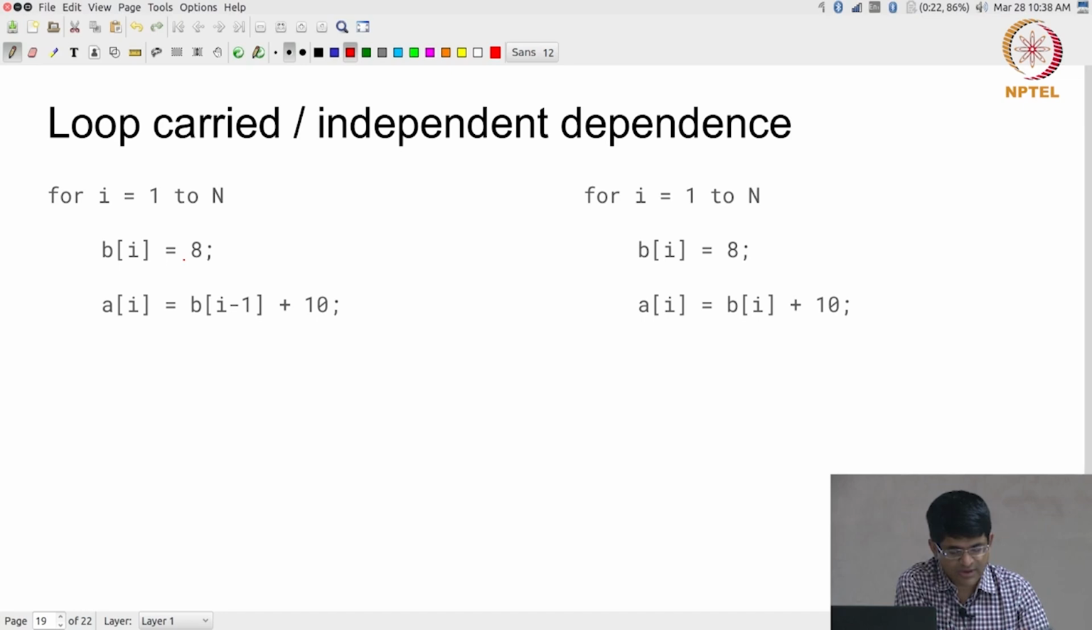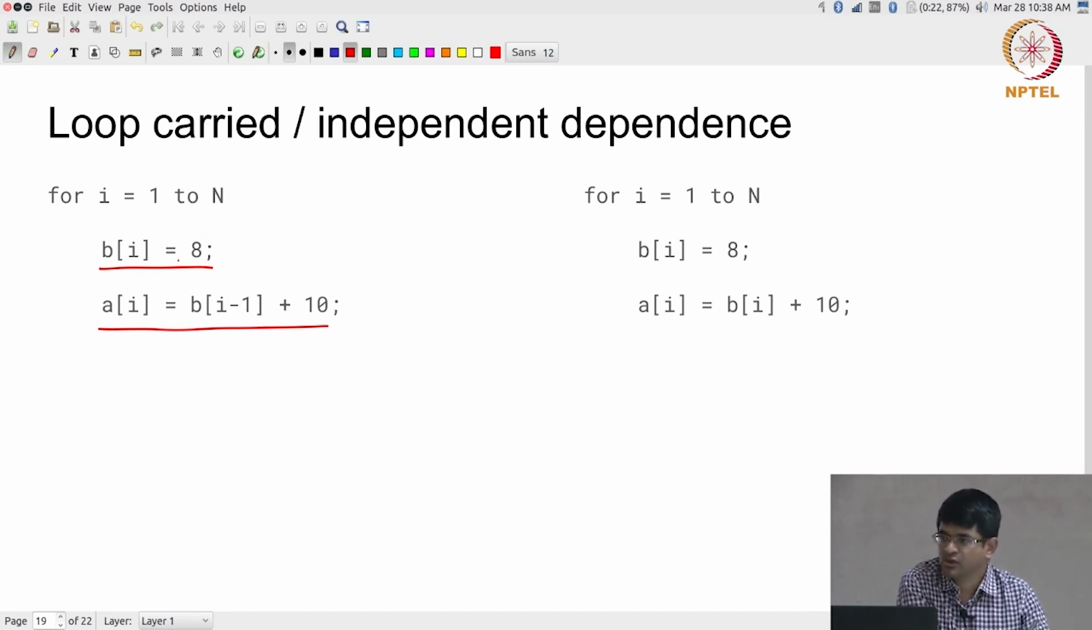So this is an example of what we have over here. I am assigning b of I is equal to 8, and then I have a of I is equal to b of I minus 1 plus 10. I am trying to use what was there in the previous iteration of the loop. Effectively, the way the code is written right now, I cannot compute a of 1 until b of 0 has got a value. I cannot compute a of 2 until b of 1 has got a value. So there is a dependency that has been imposed by the loop.